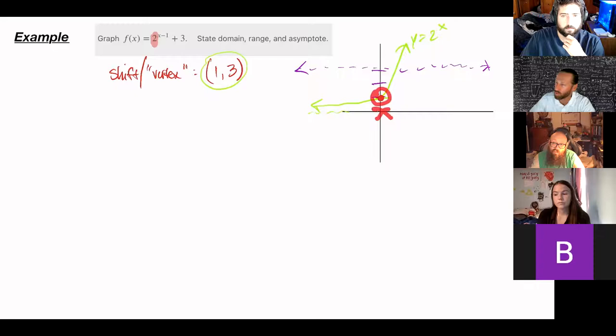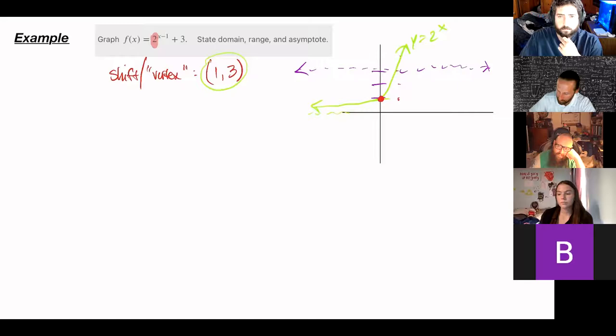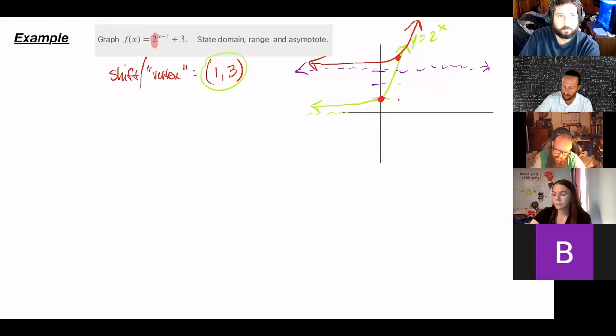So again, just be careful with that. Don't start at the origin. If you need to plot that point, like I did in dark red, then go right 1, up 1, 2, 3. That's where you should be plotting your point. Then what are you going to do? Draw your increasing graph and you're done. That's all I want to see. And based on that, then they wanted the domain, the range, and the equation of that asymptote.